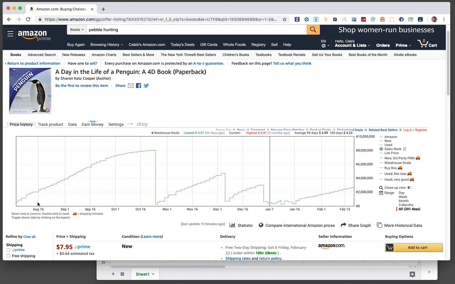And you can see that rank goes up, up, up, up, up. When it sells a copy, it drops. In this case, it dropped to about 250,000. Again, that's because Keepa is not tracking it every single day, so their timestamps are off.